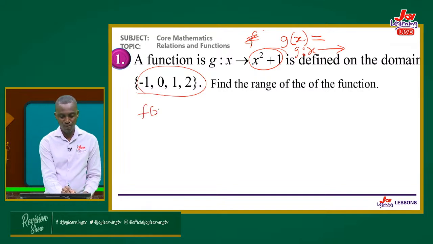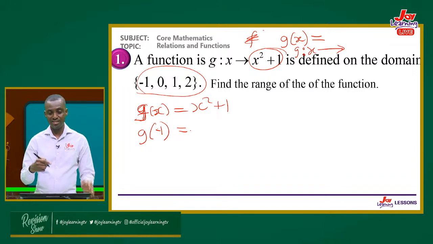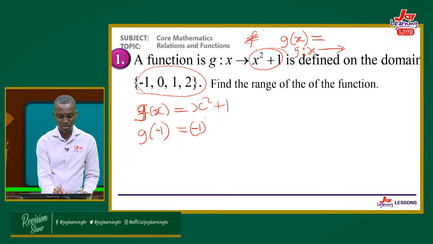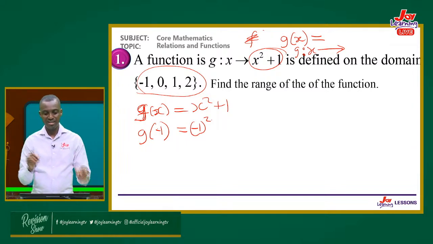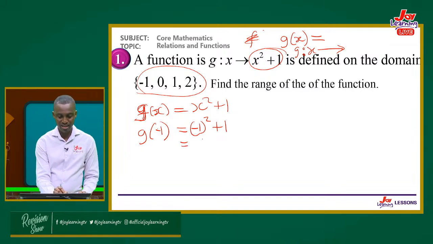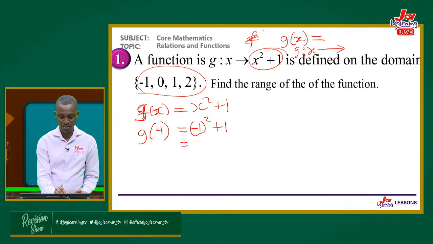So we'll start one after the other. The function g of x is equal to x squared plus 1. So when I put -1 into the machine, whatever I see as x is going to be -1. So I'm going to have (-1) squared, see, I've put the bracket, plus 1. Then I simplify this, and that gives me 1 plus 1. So we have 2.